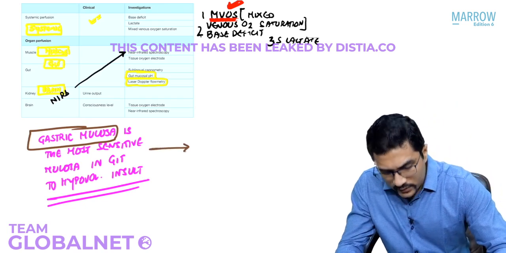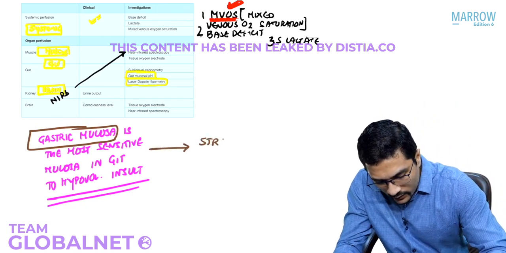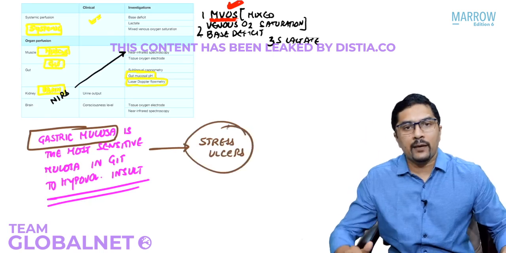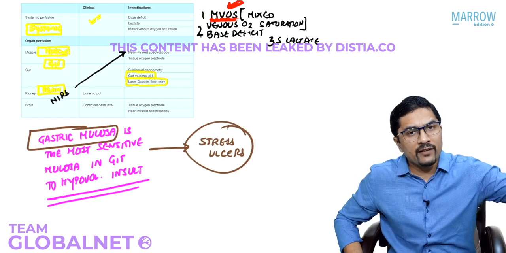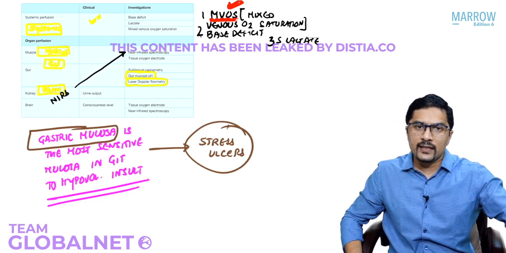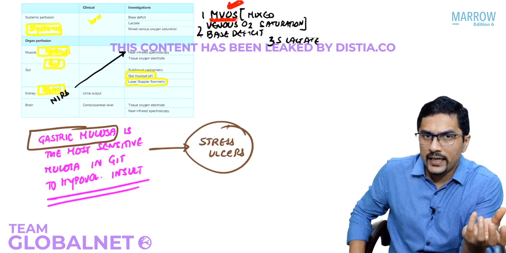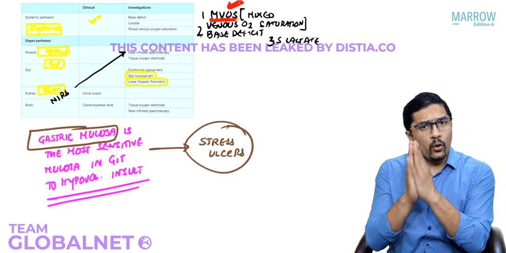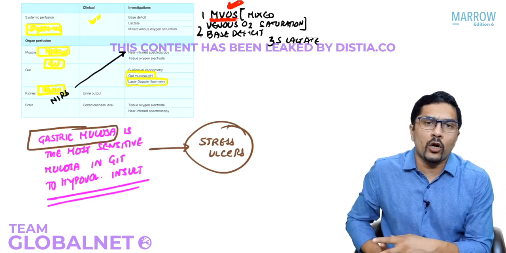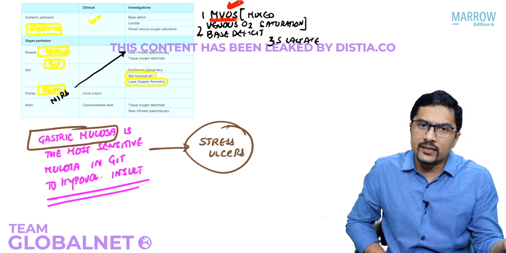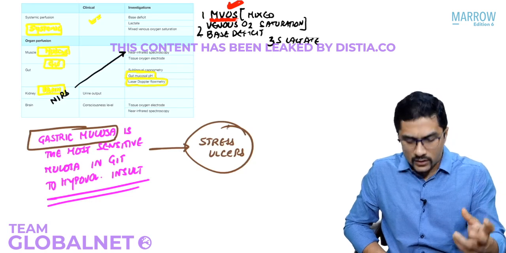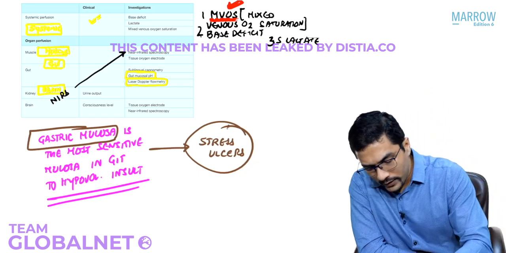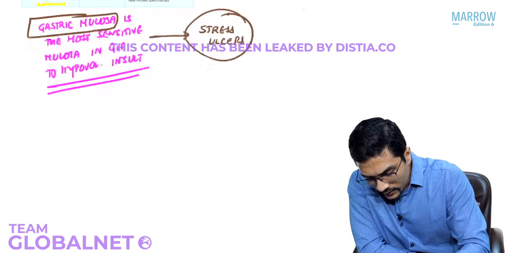Because the gastric mucosa is most sensitive, you can get stress ulcers. Whenever there is hypovolemic shock, the patient can develop stress ulcers, and that can lead to bleeding. The two types of stress ulcers, which I've discussed in both the upper GI hemorrhage and burns modules, are Cushing and Curling ulcers, which develop in a stressful condition. So this is how we monitor a patient with hypovolemic shock.